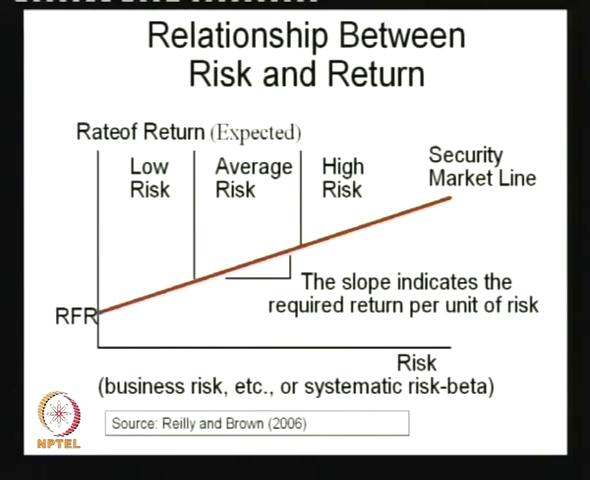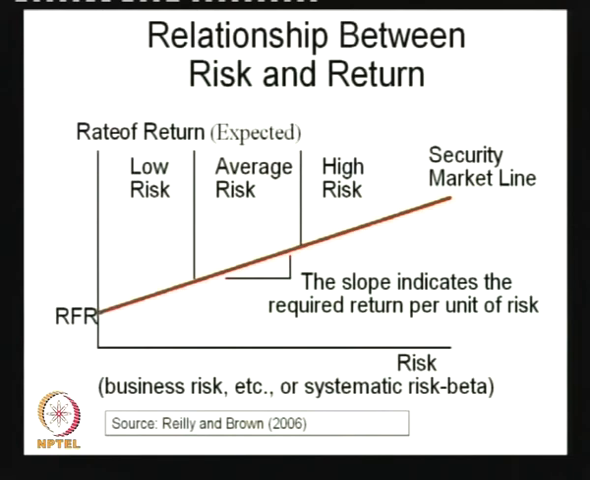So, the more the risk, it will be high, low or average. Low risk means the beta is low, that is lesser; average means a little more; high risk is a little further more.